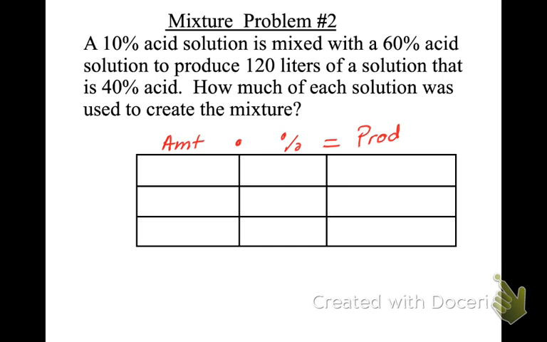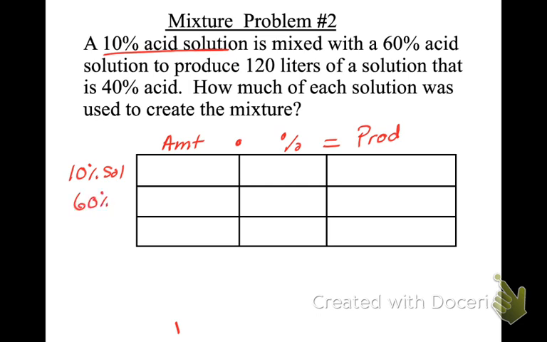A 10% acid solution is mixed with a 60% acid solution to produce 120 liters of a solution that is 40% acid. How much of each solution was used to create the mixture? So when I name these, I name them what they call them. We have a 10% solution is mixed with what? 60% solution.